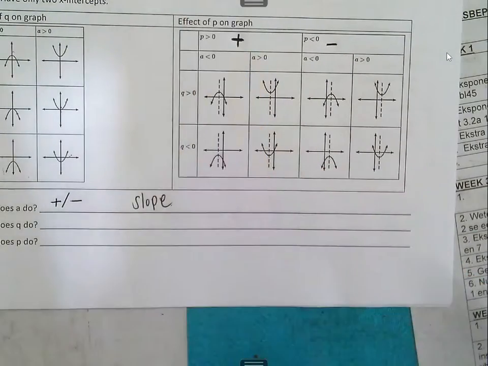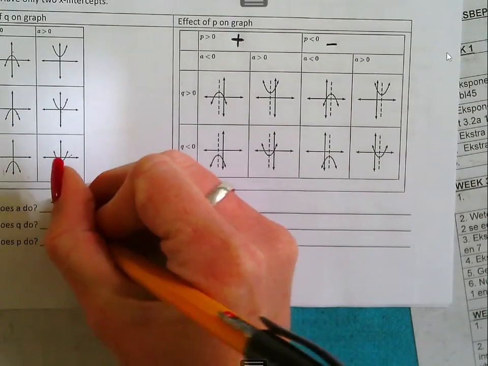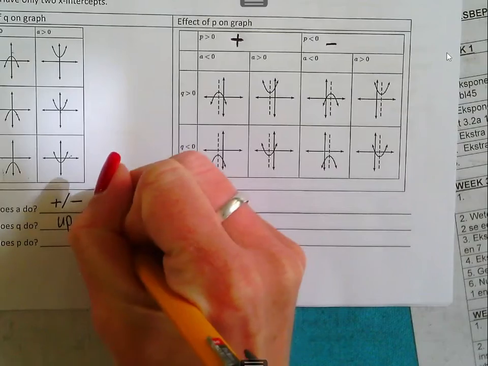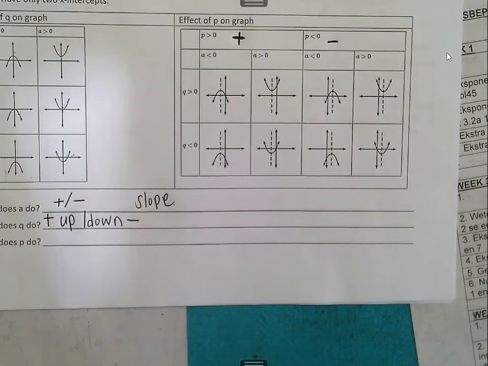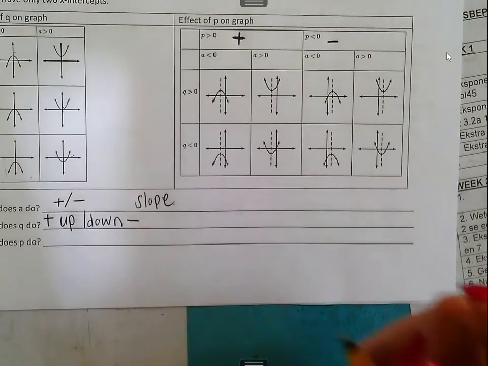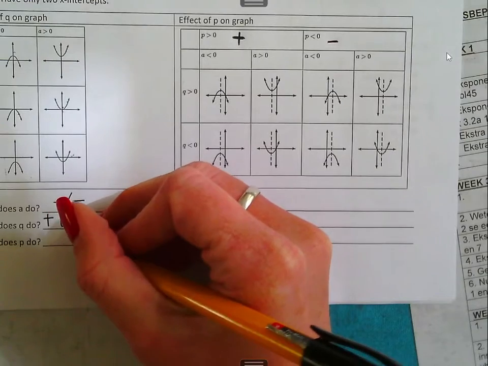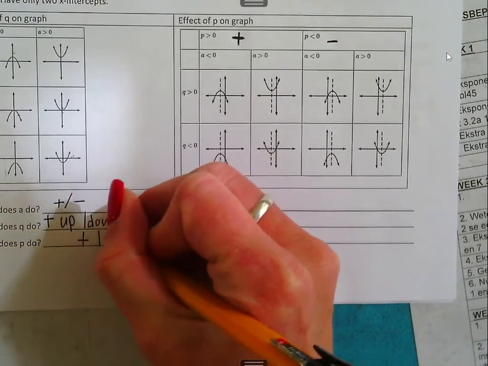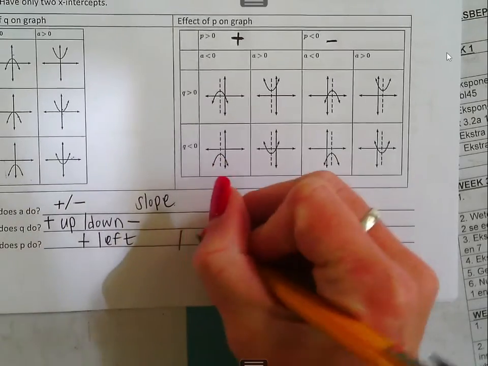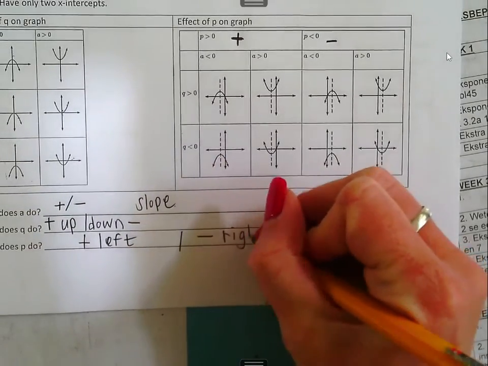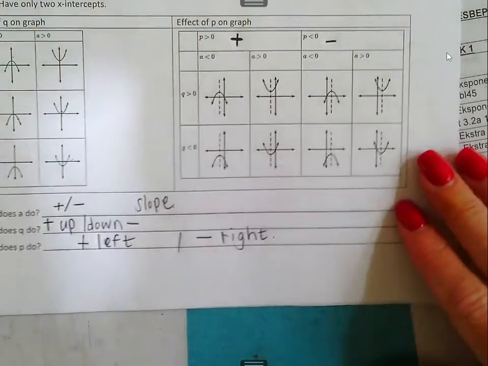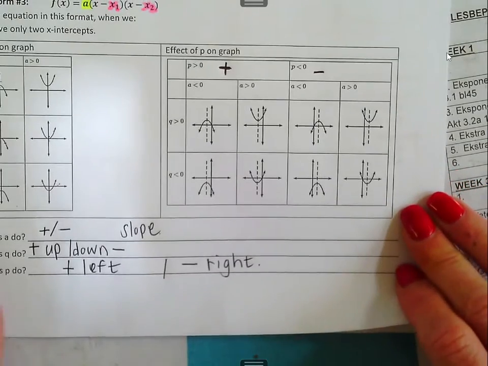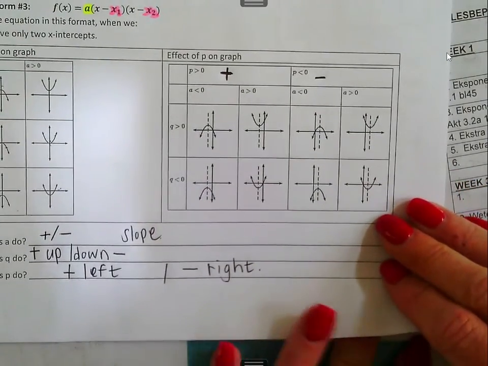What does q do? Up and down. Plus goes up, minus goes down. What does p do? Left and right, né? But plus moves it left, minus moves it right. That is what you must know about the quadratic function. That's the theoretical work.